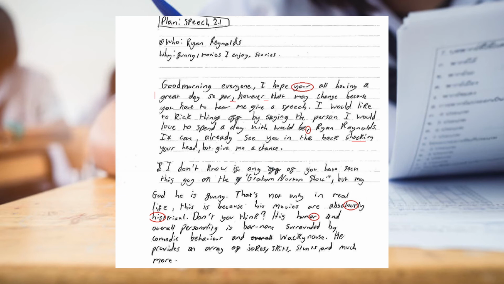A speech should really be positive and uplifting rather than deflating, as the opening sentence suggests. I would like to kick things off. Okay, that's informal, it's friendly sounding, it also sounds like they're talking to young people. By saying the person I'd love to spend the day with is Ryan Reynolds, I can already see you in the back shaking your head, giving me a chance. So again, it tends to go on negative here, but you can see what they're trying to do. They're taking account of the audience's reactions and thinking how young people might respond. So I like their thinking, but I think it's just perhaps a little bit negative.